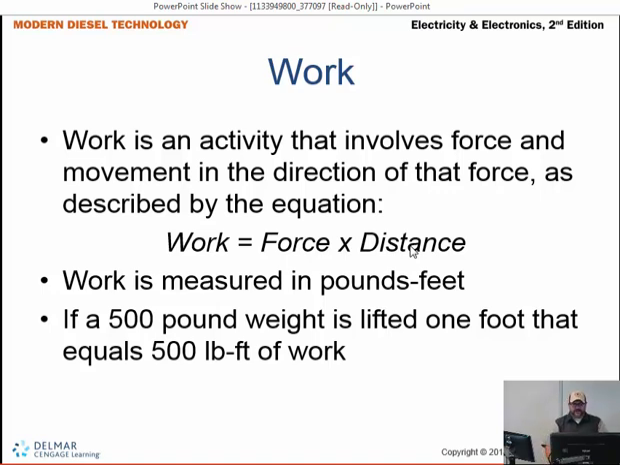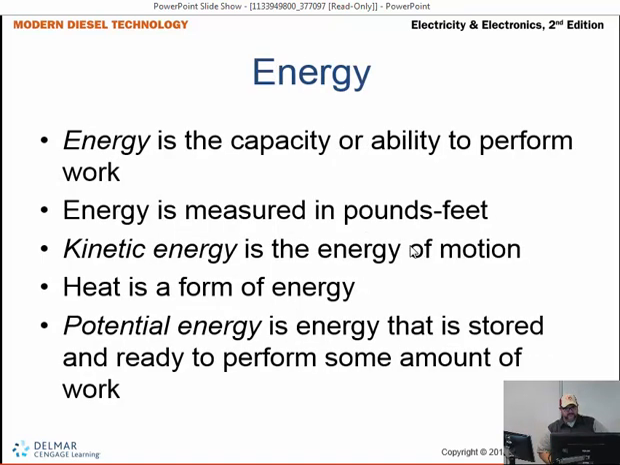Work is measured in pound-feet. So, if that was a 60-pound box, you pushed that a certain distance. That's how much work you performed. Now, a 500-pound weight is lifted 1 foot. That equals 500 foot-pounds. So if that was a 500-pound weight and you pushed it and you moved it 1 foot, that's 500 foot-pounds of work.